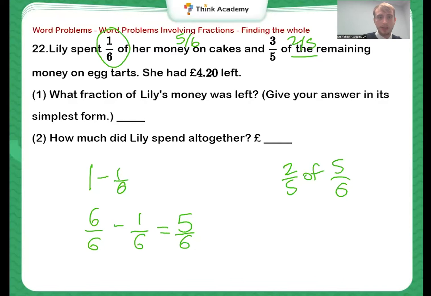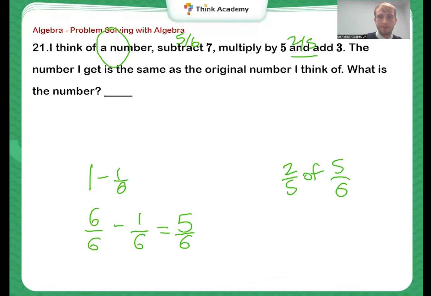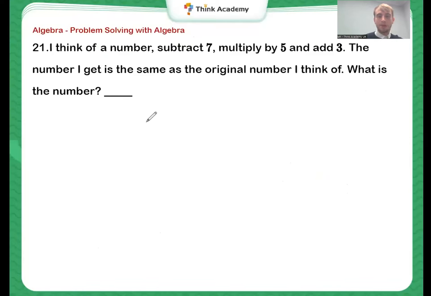Right. 21. Now, I think with these questions, this is kind of like a function machine question. So thinking of a number, I'm not sure what that number is yet. I'm going to subtract 7, and you're going to times by 5, and then you're going to add 3. And you know that that number is exactly the same as what we started with.